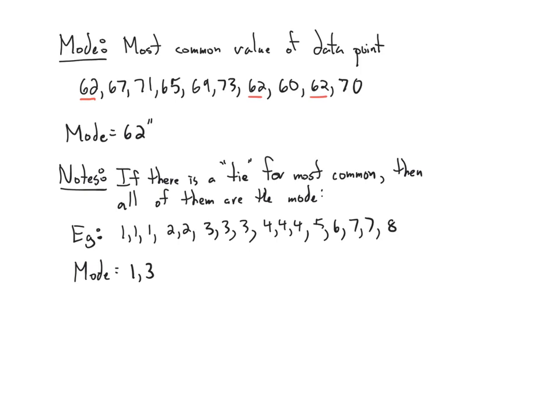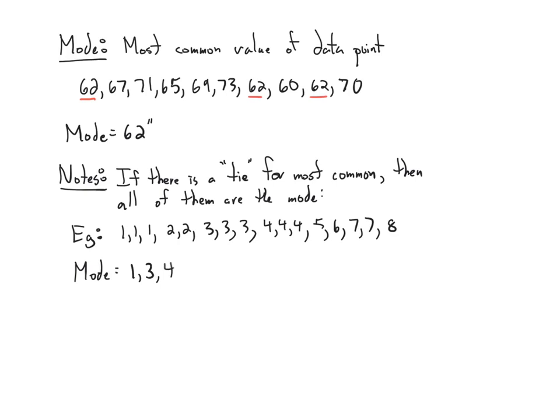Now, if you have a data set where there's a tie for the most common element, like below, there are 3 1s in this data set, and 3 3s and 3 4s in this data set. Everything else has either 1 or 2 instances of it. Then the mode in this case is going to be 3 different values, 1, 3, and 4. We call this a trimodal data set. So there's not too much more to say about mode here. Just look for the most common value for your data points, and that is your mode.